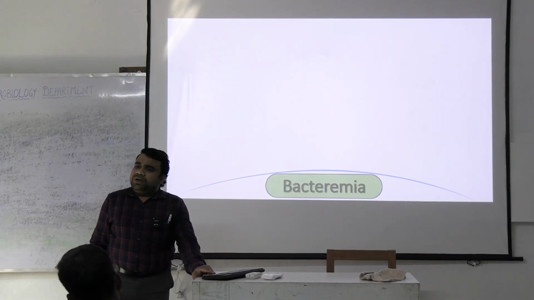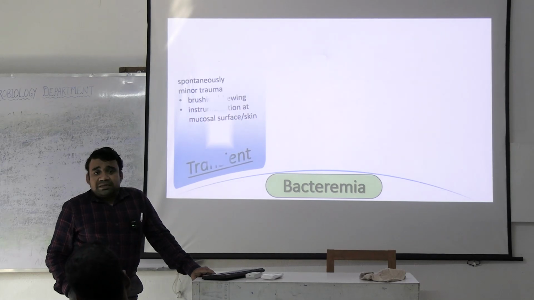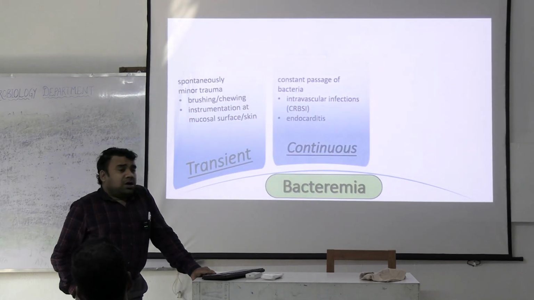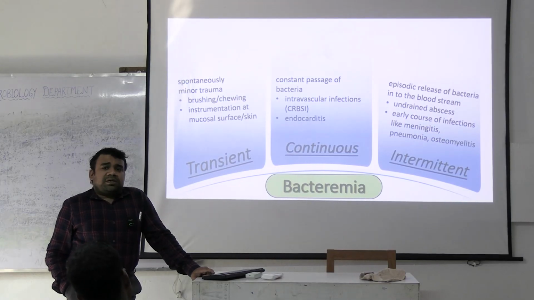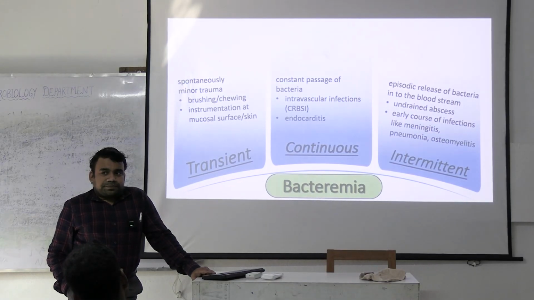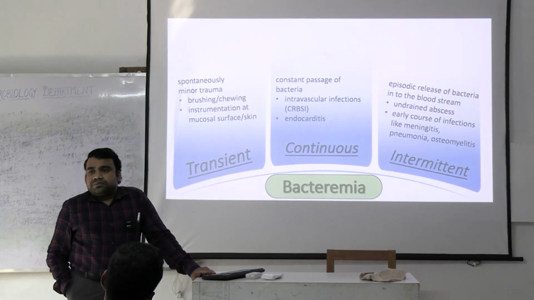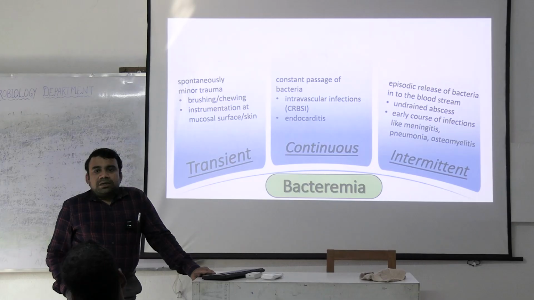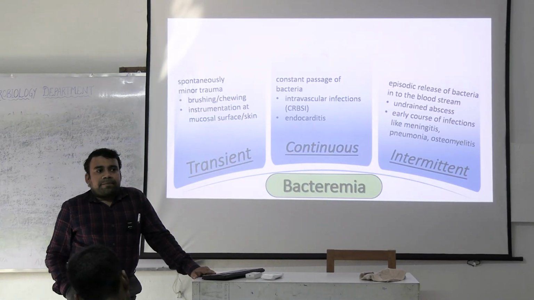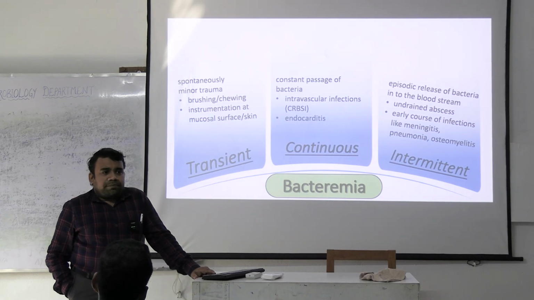Now today we'll look predominantly at bacteremia because that is the most common cause. Now bacteremia can be either transient bacteremia, continuous bacteremia, or intermittent bacteremia. Now what do you understand by transient bacteremia? What does the word transient mean? Or a very short span of time.